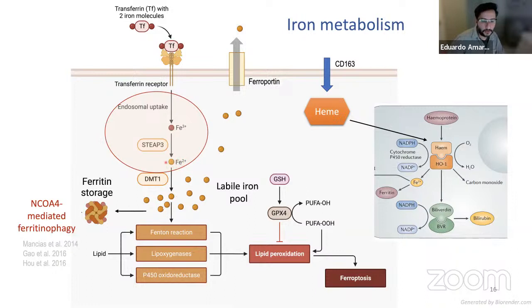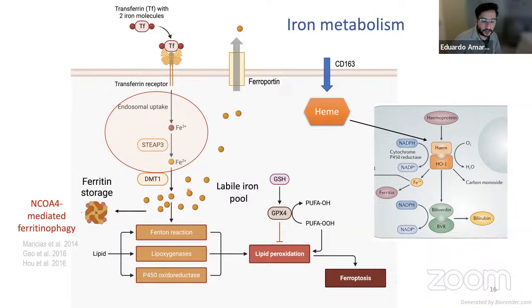And the iron in this case will be translocated into the cytosol through this transporter called DMT1. So in the absence of DMT1, you're going to reduce the iron pool in the cytosol, but you're going to have a huge concentration of this micronutrient inside of the endosomes, for example. So in this case, iron can be in the cytosol, can be utilized by the Fenton reaction and also by lipoxygenase to induce lipid peroxidation and ultimately ferroptosis.